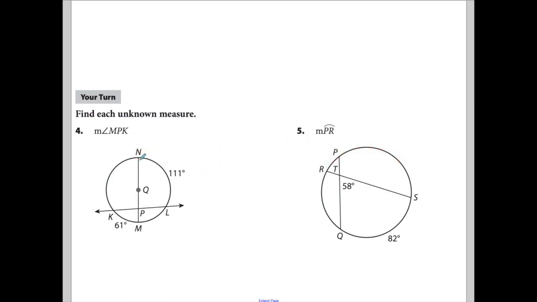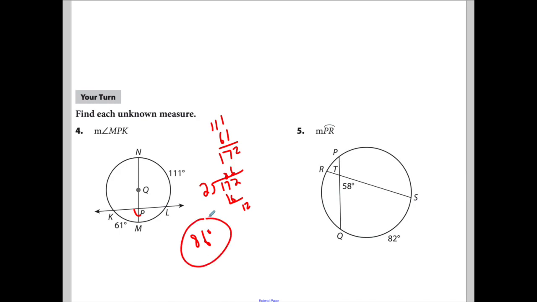Okay, great. So what we know is that MPK is half of the sum of these 2. So I take 111, I add 61, I get 172. I do half of that, and I get 86 degrees. And that's what you get. Because this theorem says that, I would say go back to the GeoGebra sketch. See if you can't actually set this up on the GeoGebra sketch to confirm it.